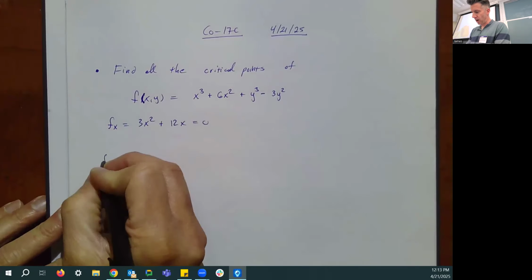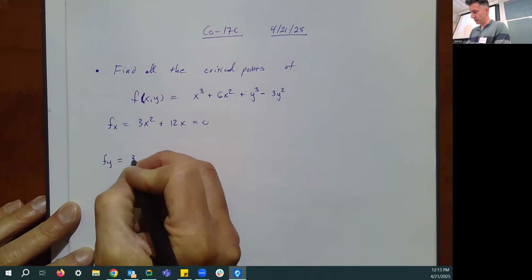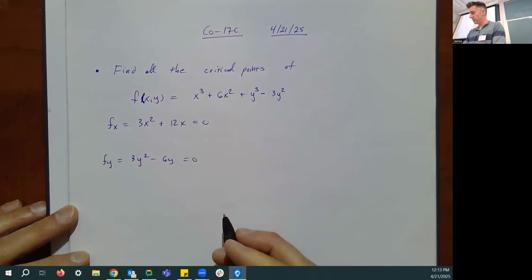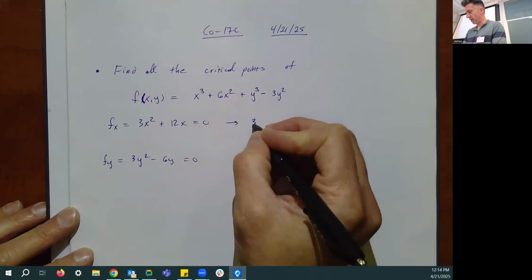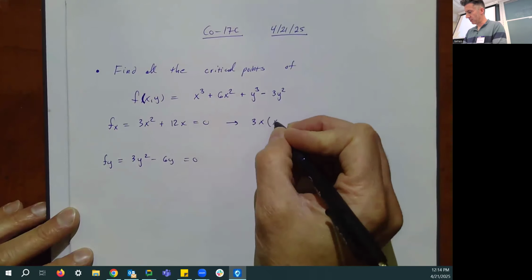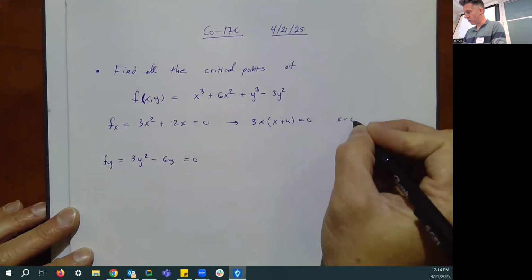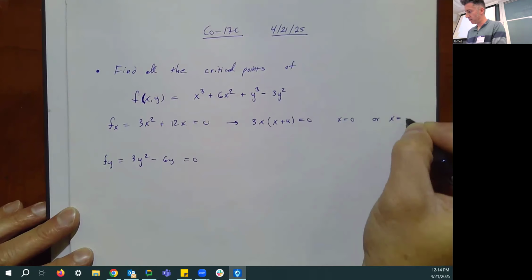Then my partial with respect to y, I'm going to get 3y squared minus 6y. I'm going to set that equal to 0. Both of these are not too terrible to solve. I factor out the 3x from the first one, left with an x plus 4. So I either get x equal to 0 or x equal to negative 4.